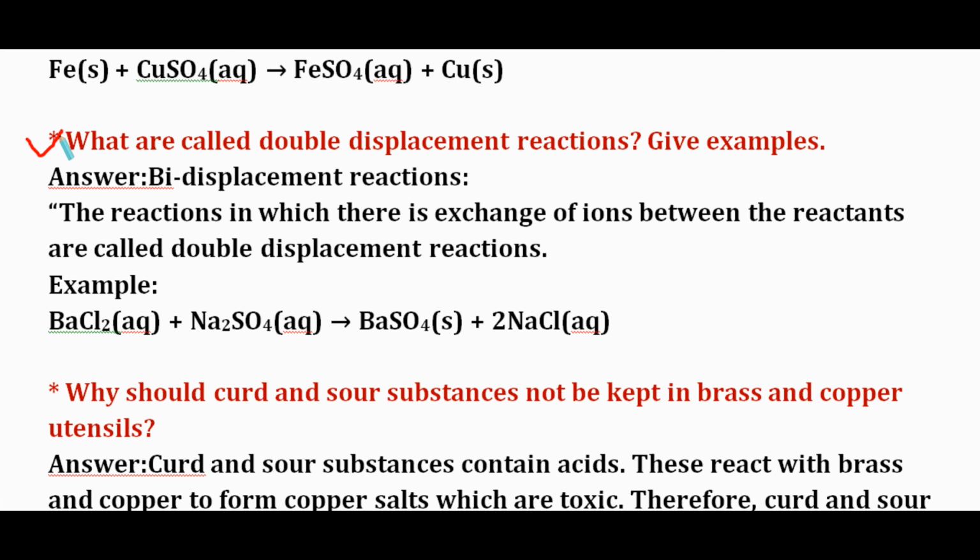Next question, what are called double displacement reactions? Give an example. So this is double displacement reaction. The reactions in which there is exchange of ions between the reactants are called double displacement reactions. Here barium chloride and sodium sulfate, there is an exchange of ions. Sodium is combined with chlorine and barium is combined with sulfate to form barium sulfate and sodium chloride. So there is exchange of ions between the two compounds, so it is known as a double displacement reaction.